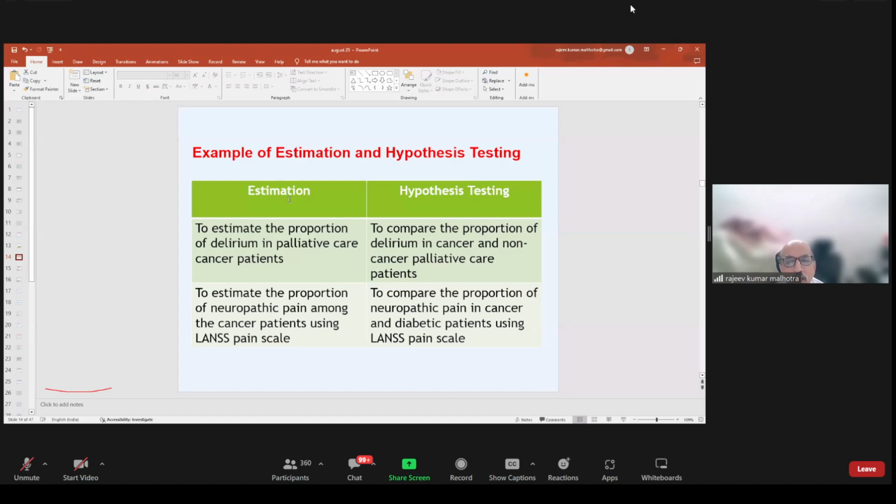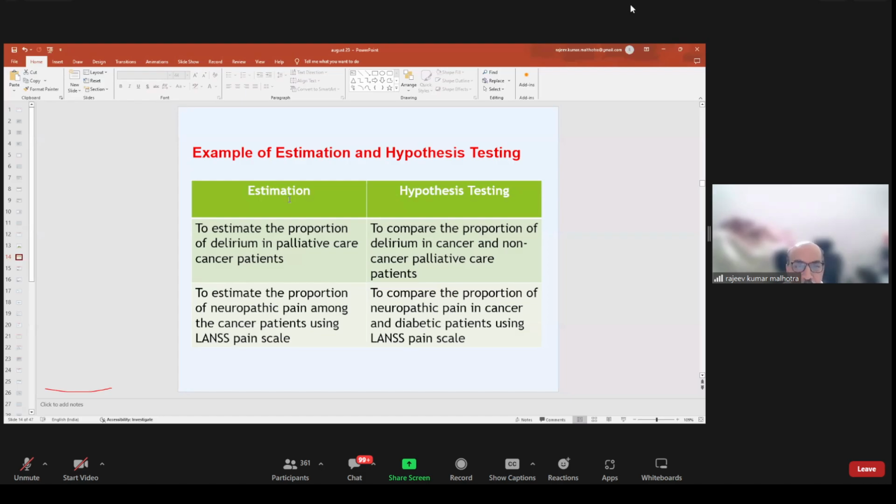So here we are not comparing anything. So here it is estimation. Now it will convert to hypothesis testing if we want to compare the proportion of delirium in cancer and non-cancer palliative care patients, whether the delirium is less in non-cancer palliative care as compared to cancer patients. So here we are comparing two proportions of delirium, and that is called hypothesis testing.